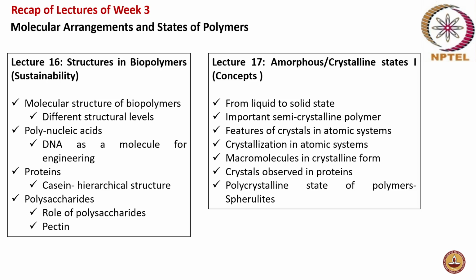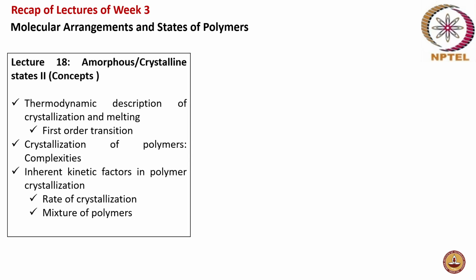The lamella arrangement, right? The spherulites, red crystals observed in proteins, polycrystalline states of polymers, spherulites was discussed. So these were all discussed in that lecture. Then there was a continuation lecture on amorphous and crystalline states. So the thermodynamic description of crystallization and melting. It's a first order transition, and what are the complexities involved in crystallization, right? And then the inherent kinetic factors in polymer crystallization, the rate and mixtures of polymers.